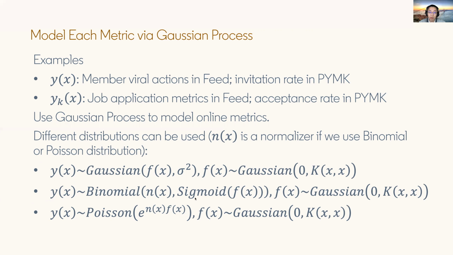We can also use a Poisson distribution to model integer metrics. Here, Y of X is the count metric and n of X is a normalizer. The data is linked through the Gaussian process via a log link.